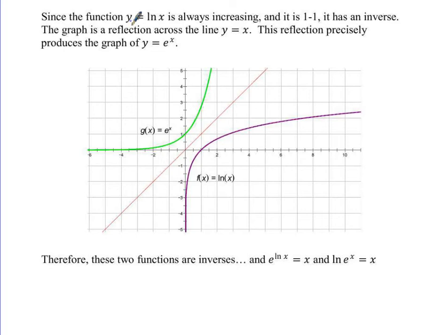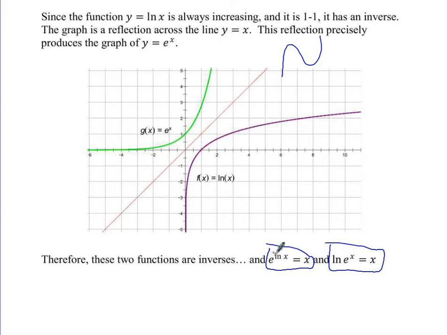So since the function y equals the natural log of x is always increasing, and it's 1-to-1, it doesn't do something like that. It's monotonic. It has an inverse. The graph is a reflection across the line y equals x. This reflection precisely produces the graph of y equals e to the x. Therefore, the two functions are inverses. And because they're inverses, when I compose one with the other, f composed with g and g composed with f, I get x because they're inverses of each other. Okay?